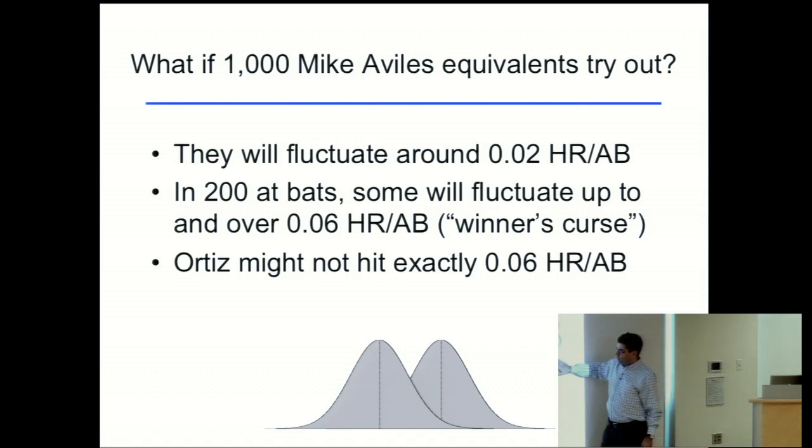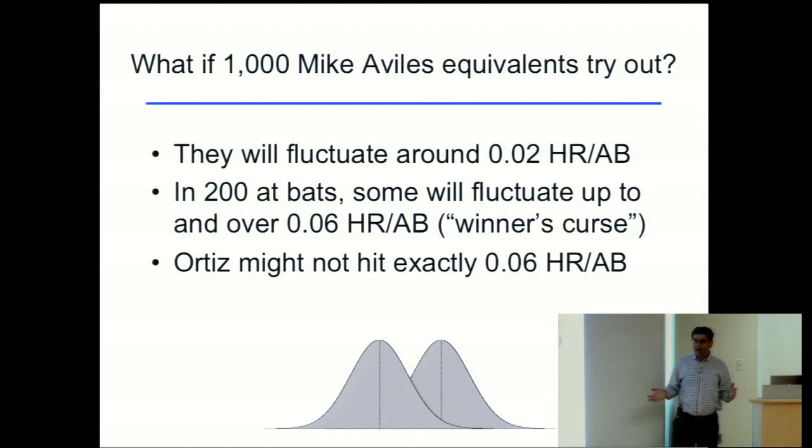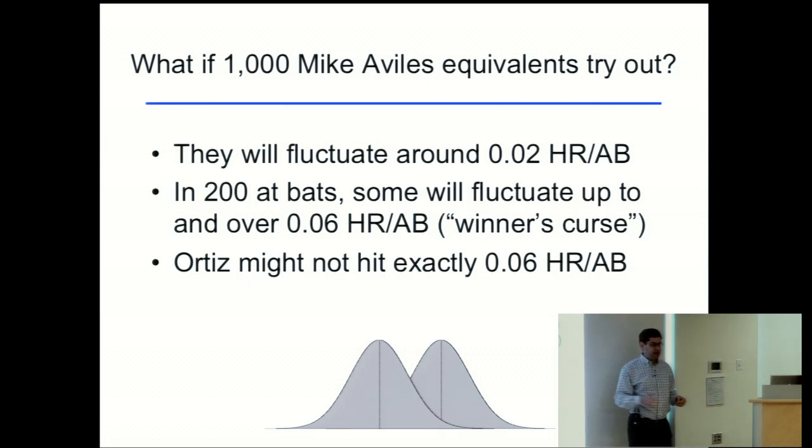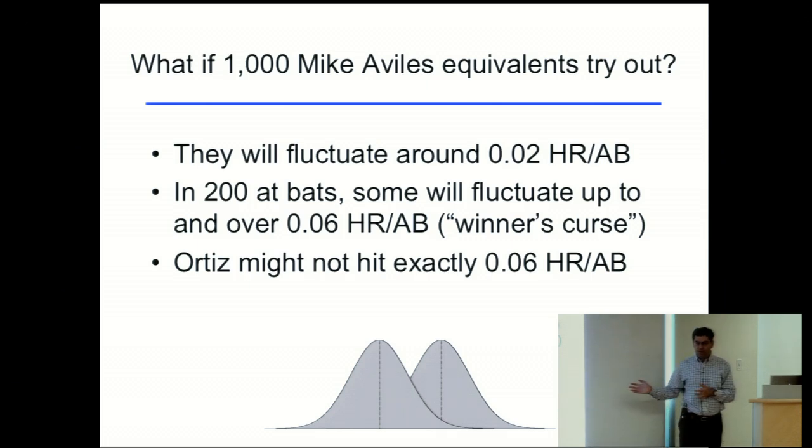And then furthermore, your true positive here, Ortiz, might not hit exactly 0.06 home runs per at-bat. So if you just took the best person and you had 1,000 people trying out, the best person probably wouldn't actually be David Ortiz. It would be some Mike Aviles who happened to get lucky in those 200 at-bats. And if you gave him another 200 at-bats, he'd revert right back to form. So this is the importance of replication also.